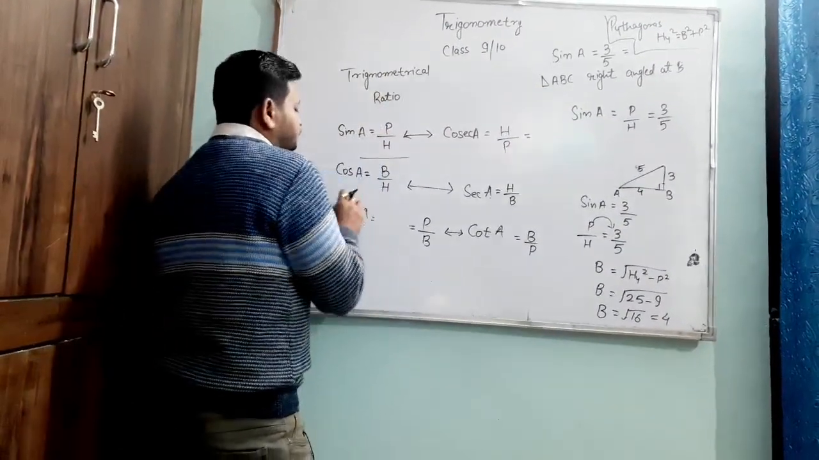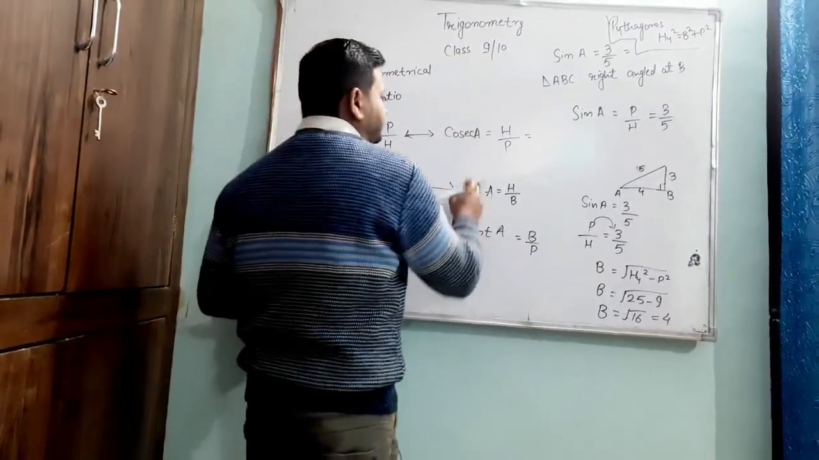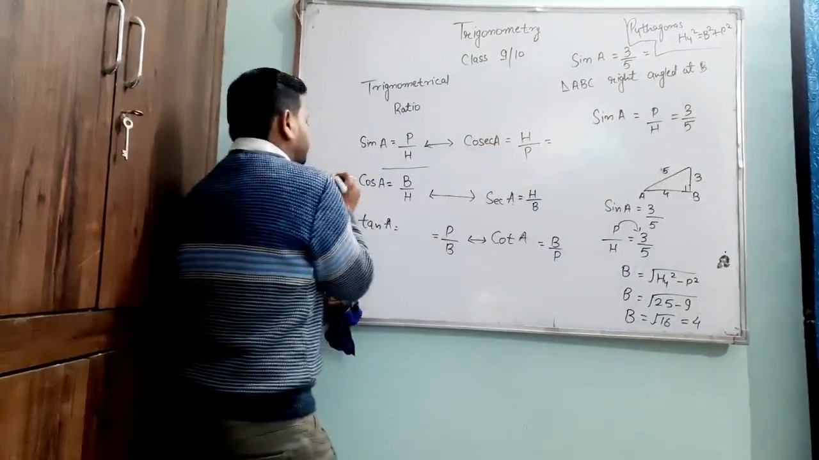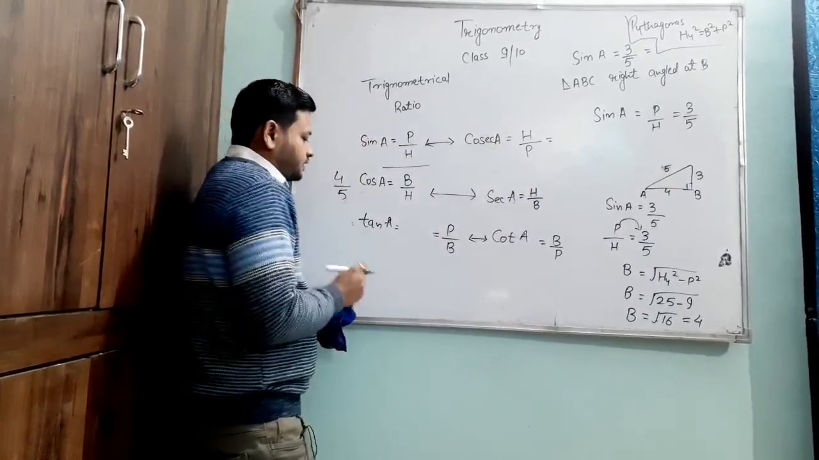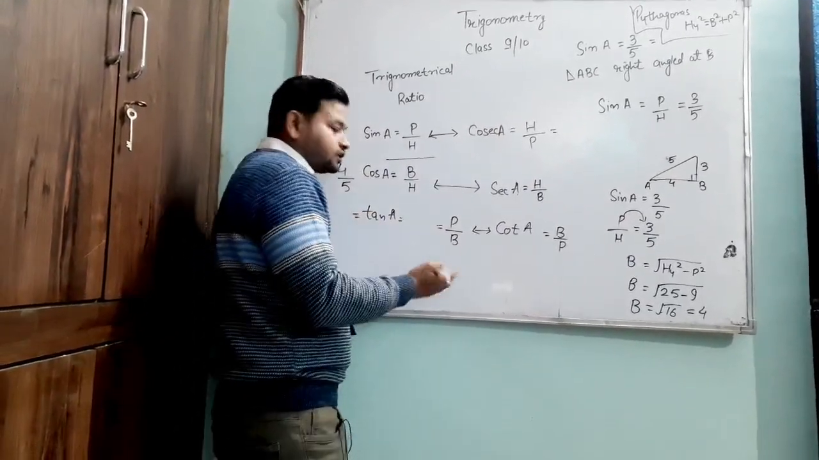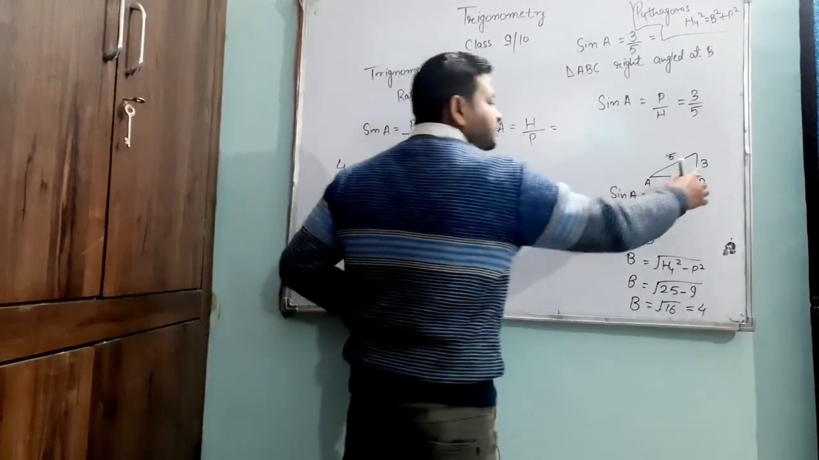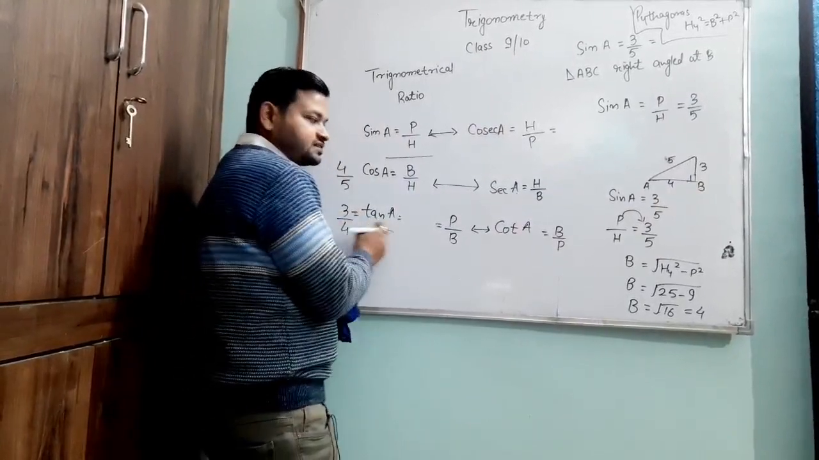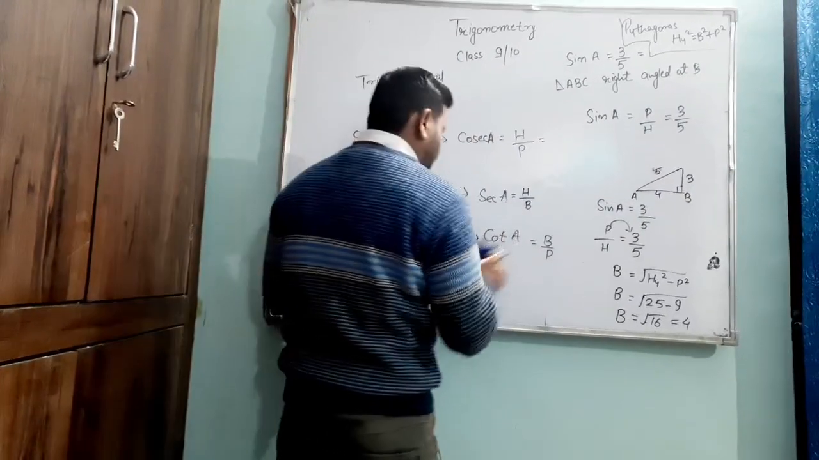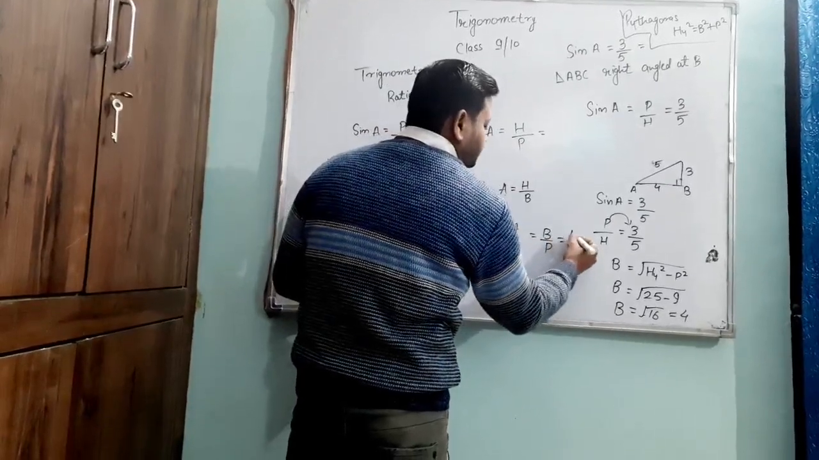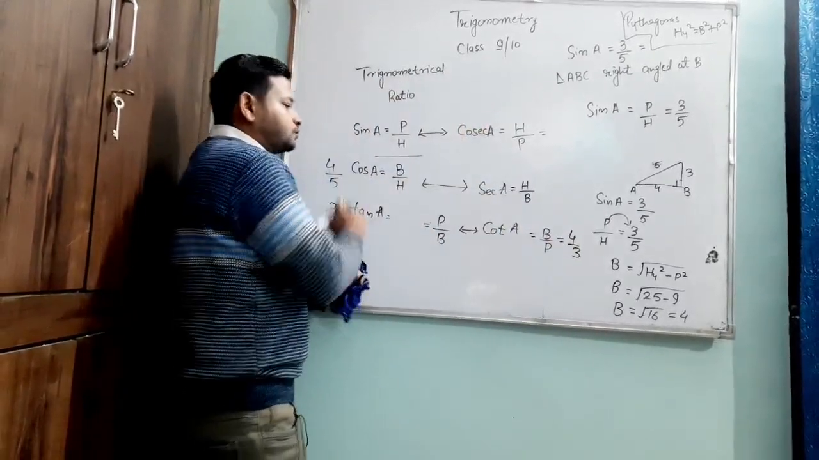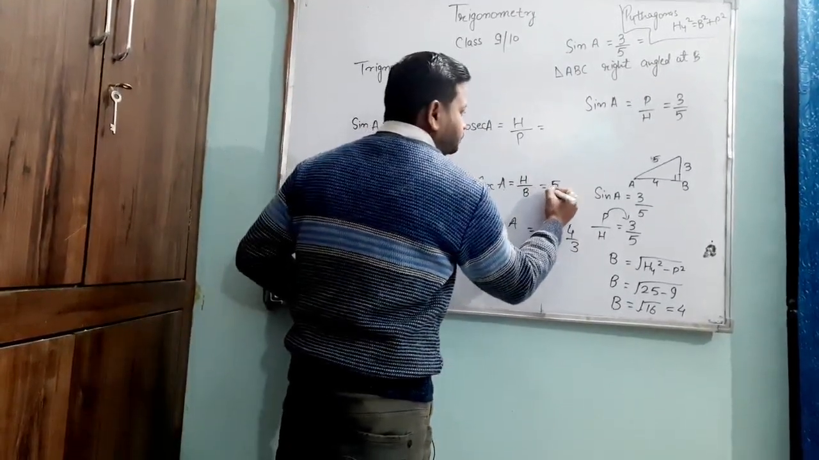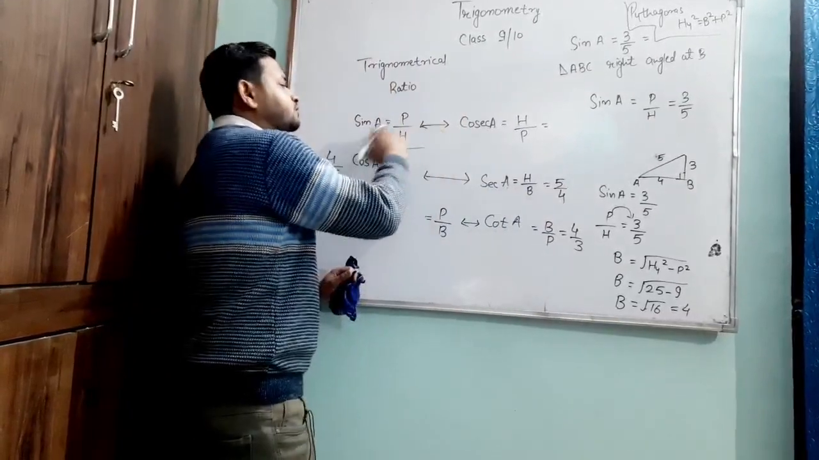The other 5 ratios will be cos A, tan A, cot A, sec A and cosec A. Now cos A will be B by H, which means 4 by 5. Tan A, what is the formula for tan? Perpendicular upon base. So it will be 3 by 4. Now cot is reciprocal to tan, so the value of cot will be 4 by 3. Sec is reciprocal to cos, or you can say it is H by B, hypotenuse upon base, that is 5 upon 4.